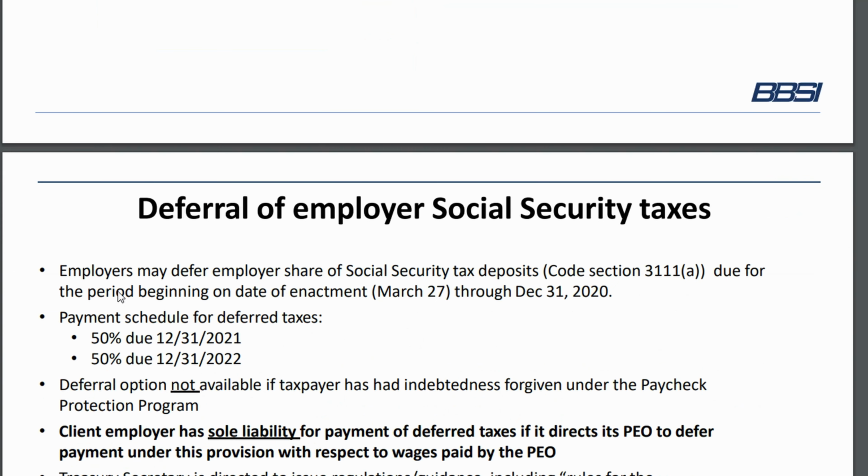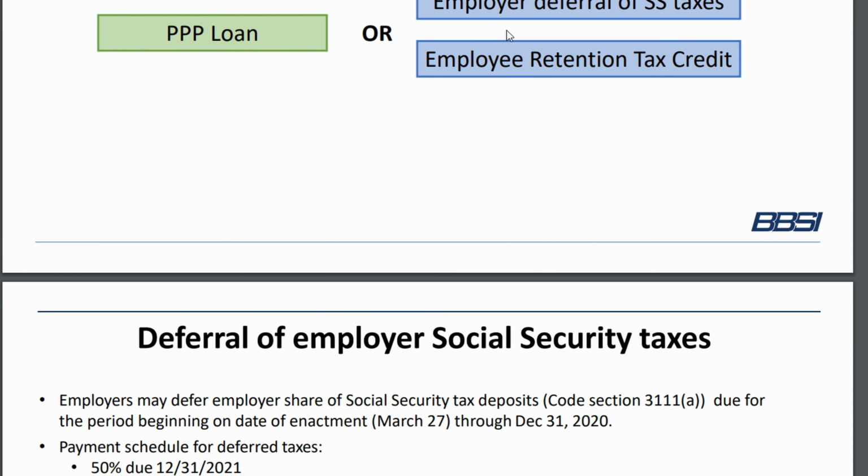Now, let's compare the PPP program versus the payroll tax credits. As part of this, there's two sections: the employer deferral of Social Security taxes and the employee retention tax credit. Those can be used together, but you can't get both these two and the PPP loan. It's one or the other.